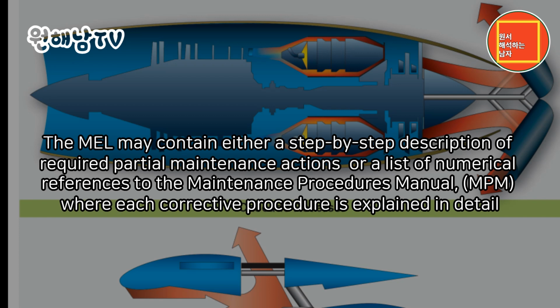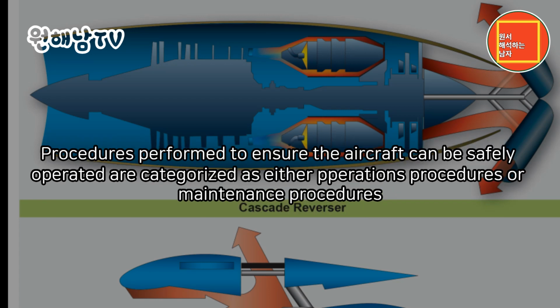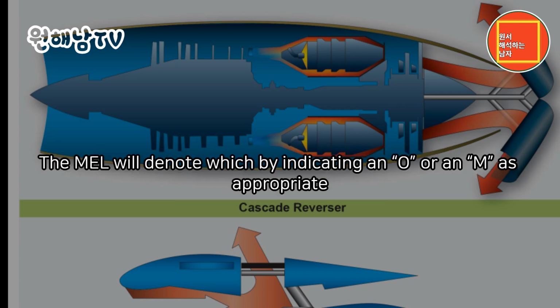The MEL may contain either a step-by-step description of required partial maintenance actions, or a list of numerical references to the Maintenance Procedures Manual, MPM, where each corrective procedure is explained in detail. Procedures performed to ensure the aircraft can be safely operated are categorized as either operations procedures or maintenance procedures. The MEL will denote which by indicating an O or an M as appropriate.